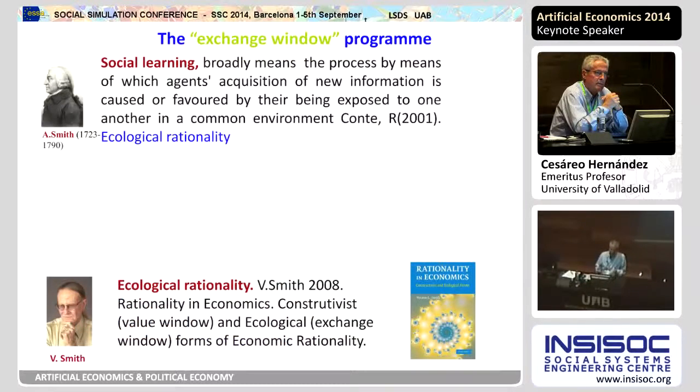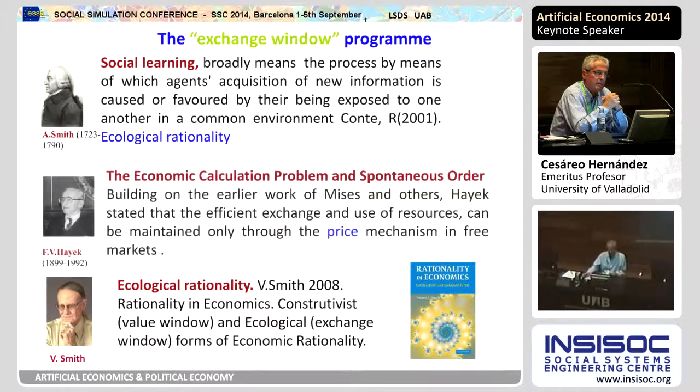Well, here you have the summary of what I've said. Social learning is involved in this experiment, and ecological rationality is manifesting. At the same time, the experiment is an economic calculation problem, and spontaneous order appears in the Hayek way. And ecological rationality may be combined with full constructivist rationality, as is advised by Vernon Smith in his book, which I really recommend to anyone if you haven't read it so far, Rationality in Economics, 2008.